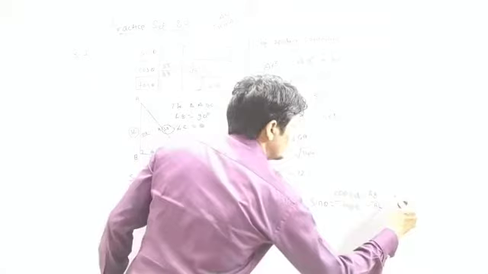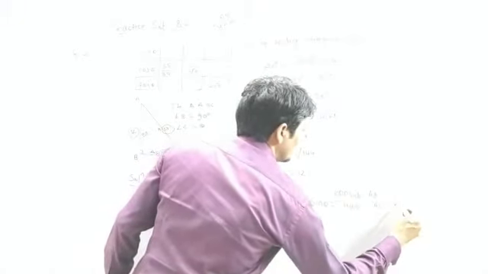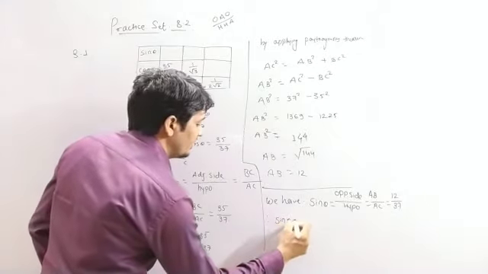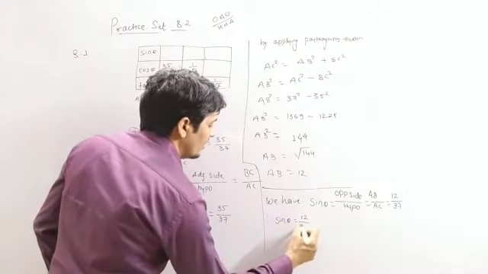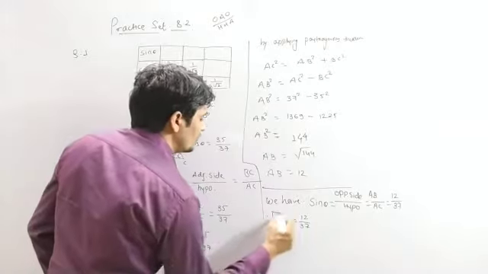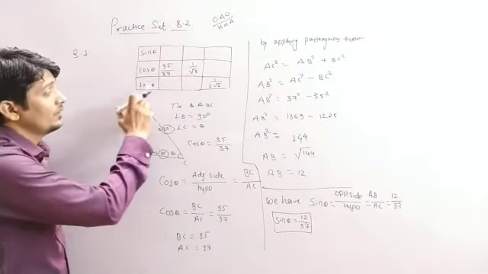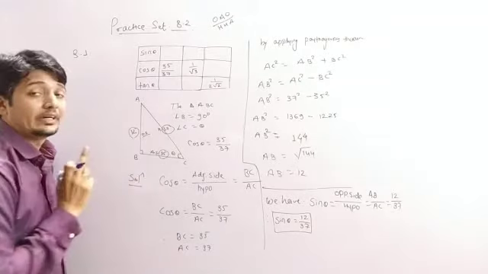So we have to write 12 divided by 37. Therefore sin theta equals 12 divided by 37. So we got one answer. Now we have to derive the value for the ratio tan theta.